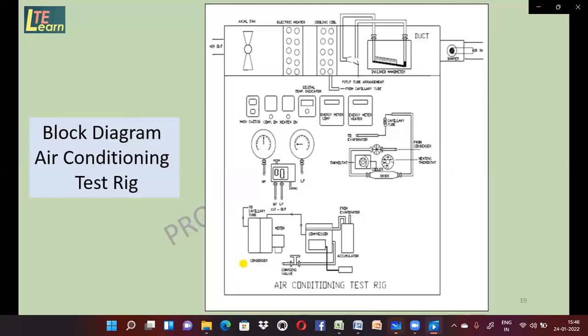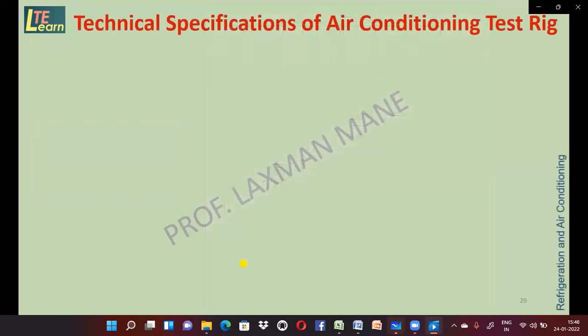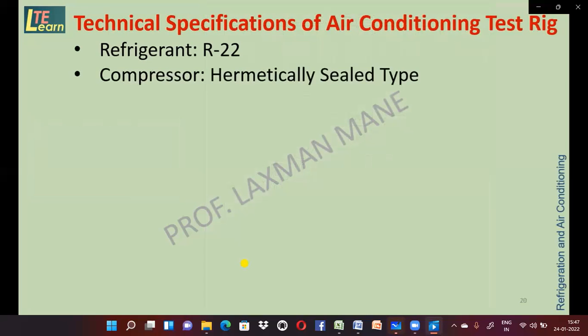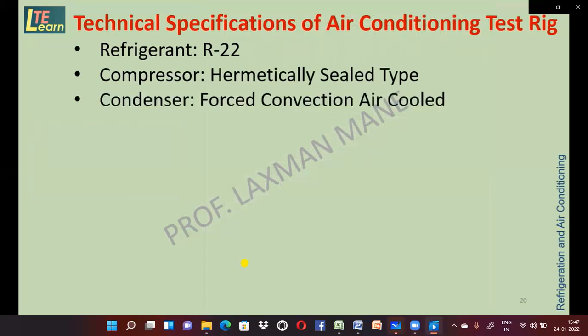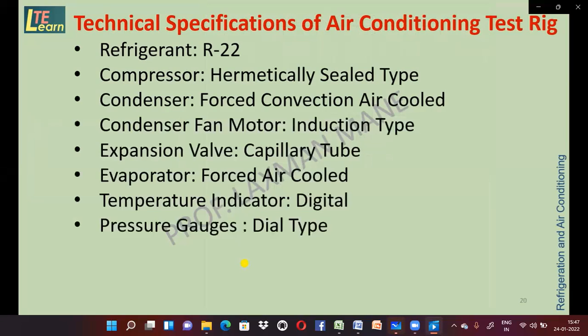This is block diagram of air conditioning test rig. Technical specifications of air conditioning test rig. Refrigerant used here is R22. Compressor is used here as a hermetically sealed type. These details are already explained. Electrical supply of 230 volts with 50 Hz frequency is used here. AC current is used to run the air conditioning test rig.